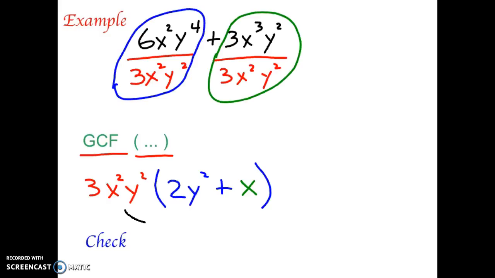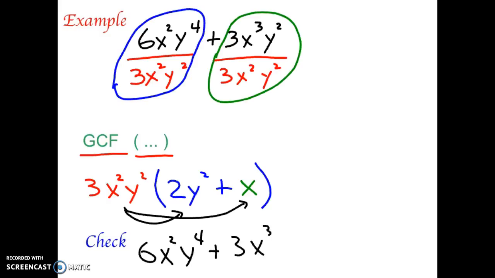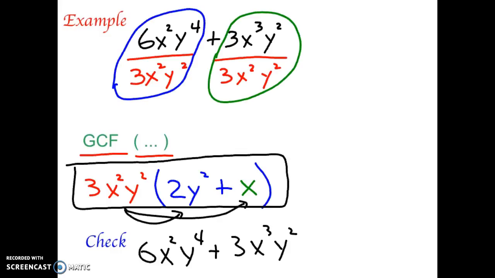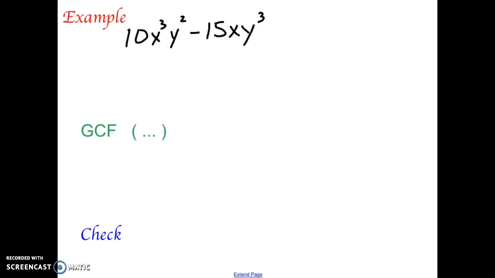Now we want to check. The 3 times the 2 will give us 6. We'll have an x squared. And y squared times y squared will be y to the 4th. That checks with the original. When we distribute for the second part, we're going to get 3. We should get an x cubed and a y squared. That also checks with the original. So the 3x squared y squared times the quantity 2y squared plus x is our answer. We factored correctly.